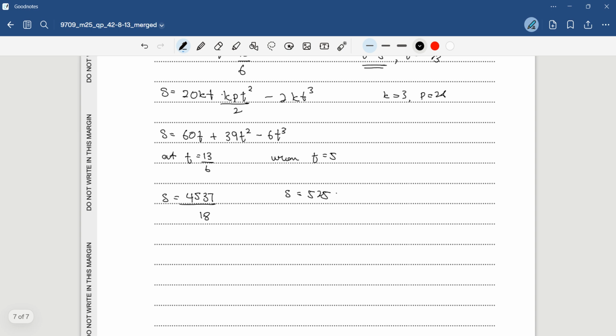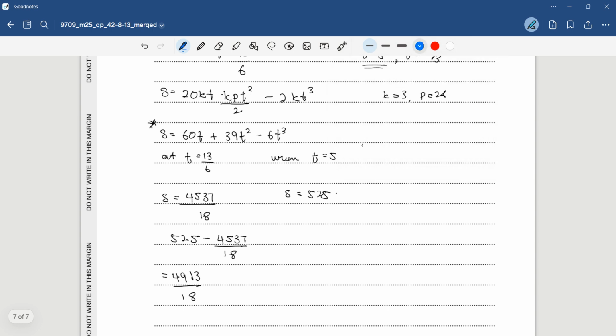Therefore, the total distance will be 525 minus 4537 over 18, which will be 4913 over 18.